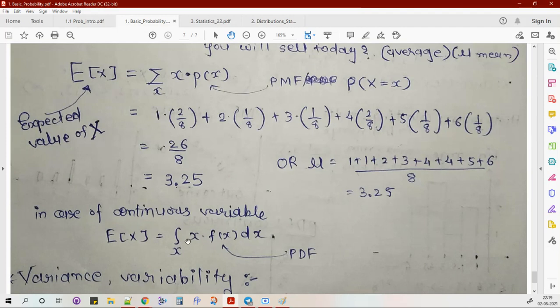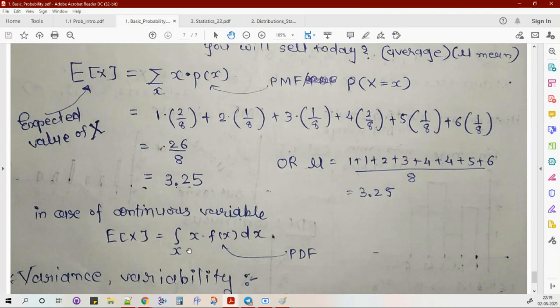These two formulas are literally the same, but we are doing integration because this x can vary over a given range. If you remember, there was one problem: what would be the expected value of a shorter stick if you break your stick in half? It can vary from 0 to 0.5 if it is 1 meter long.